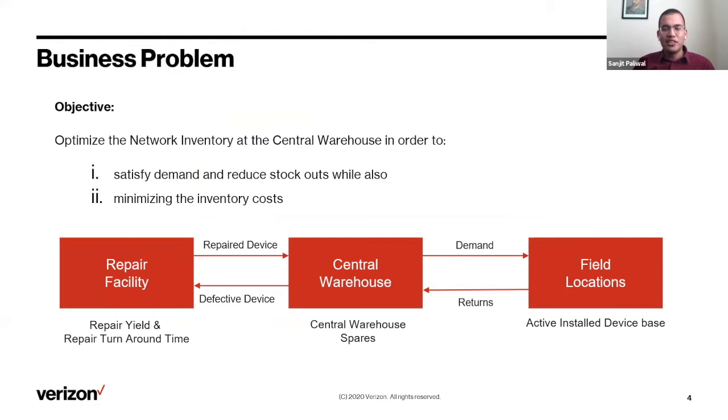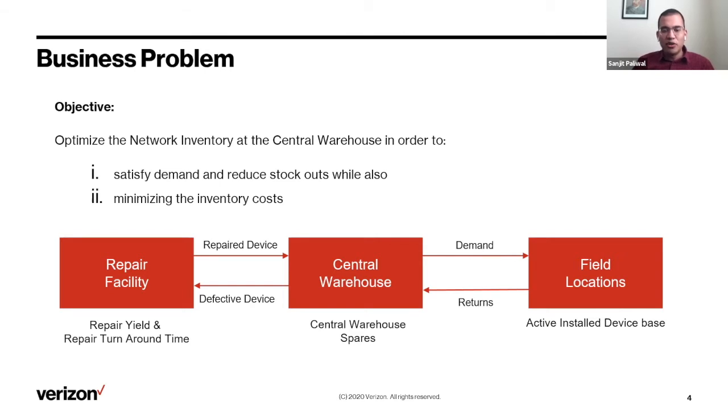So talking about the business problem, what we are trying to do is optimize the network inventory at the central warehouse in order to first satisfy demand and reduce stockouts, while second also minimizing the inventory cost. So there are basically two major objectives. And then if we look at the block diagram, that kind of explains the system.